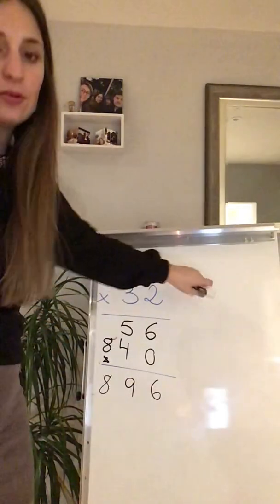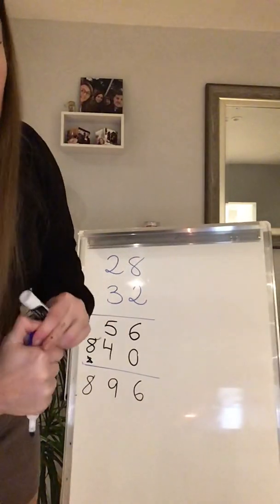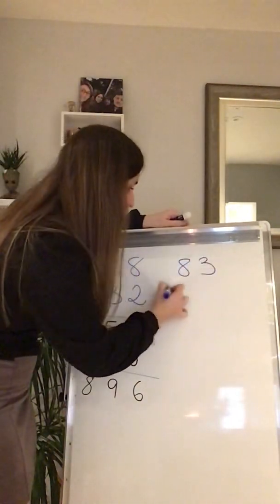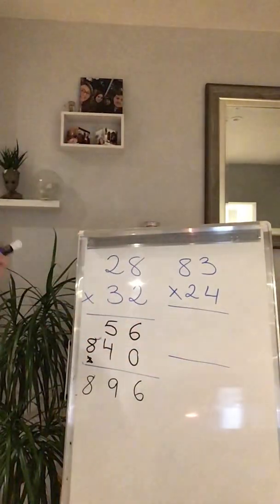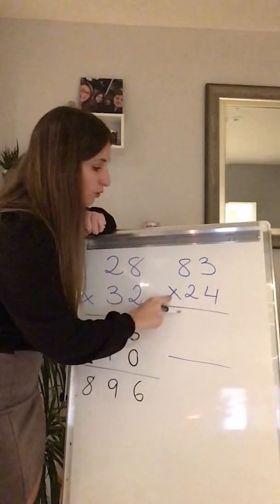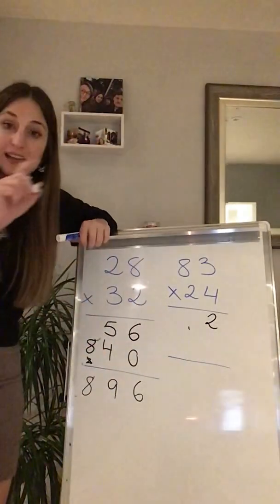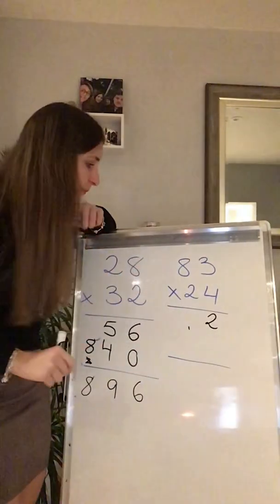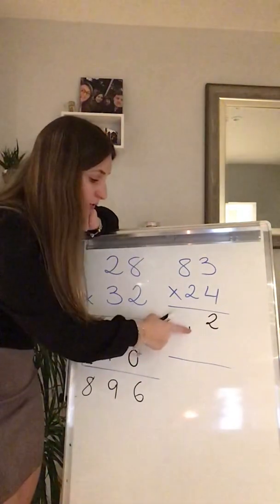See how we feel? Let's do it on this side so I don't rub it off. Just going to do a tricky one. 83 times 24. And again, I'm going to start with my ones. 4 times 3 is 12. I put a little mark there, knowing that I am regrouping that 1, from my 12, that 1 ten to my tens column. 4 times 8 is 32.